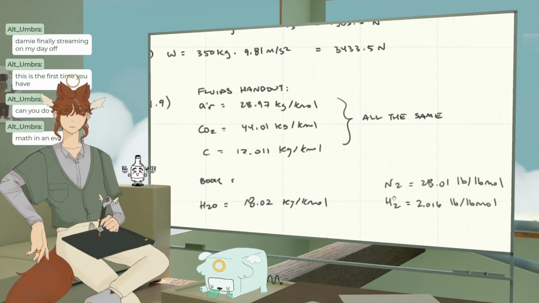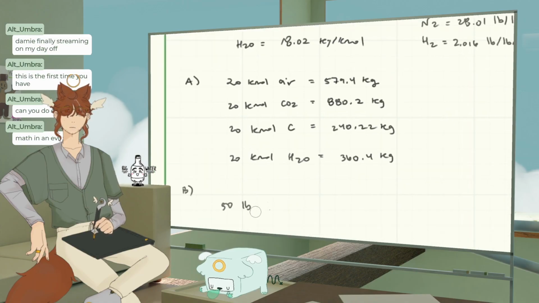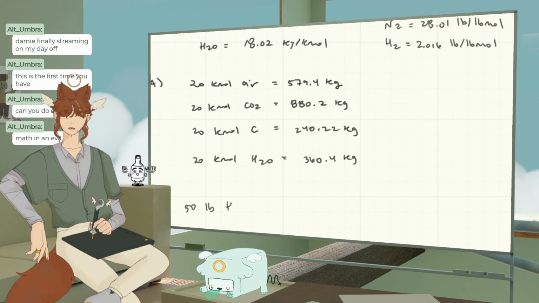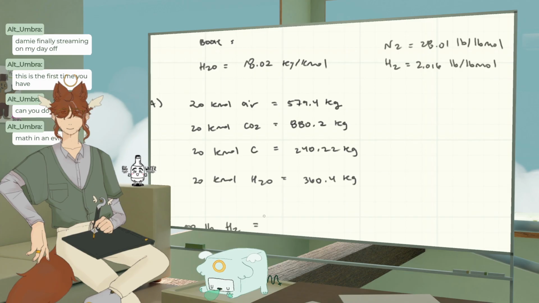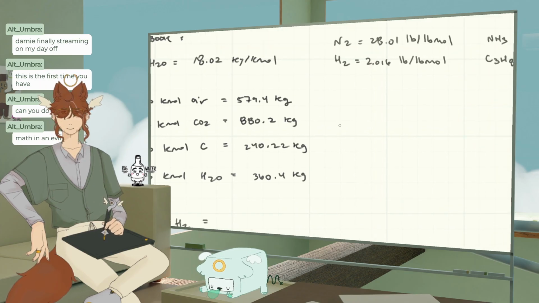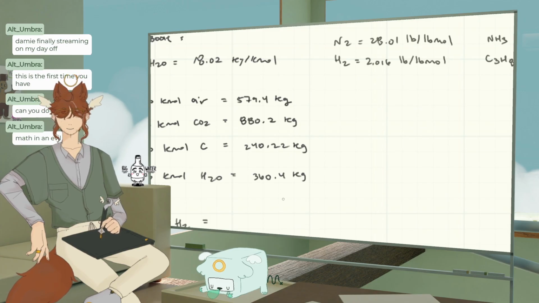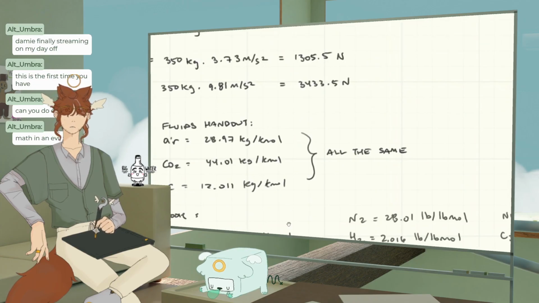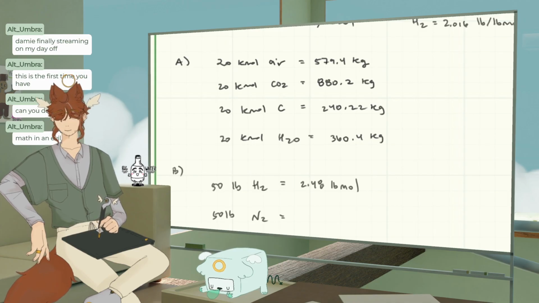The 50 pound mole. Or 50 pounds of, I don't know, let's say H2 is first, right? Equals 1 over 2.48. Yeah, that's right, okay. I wrote the same thing. And 250 divided by 28.01.